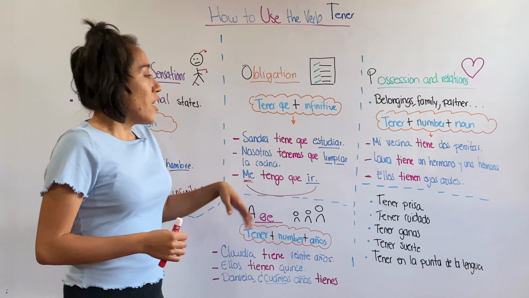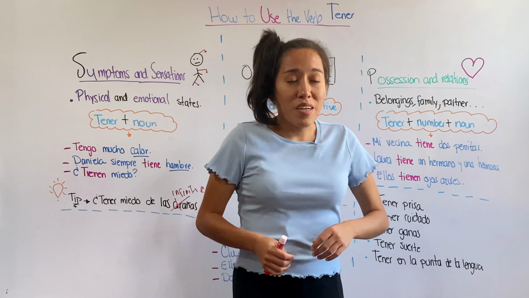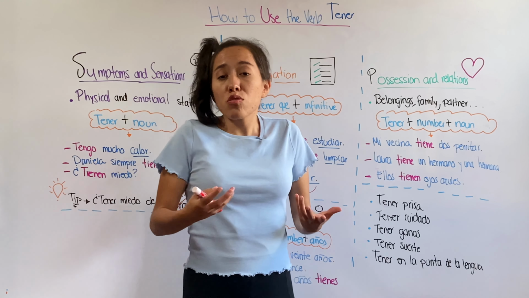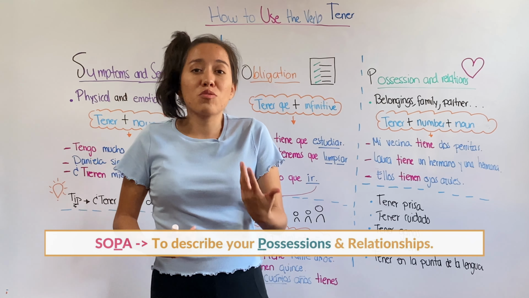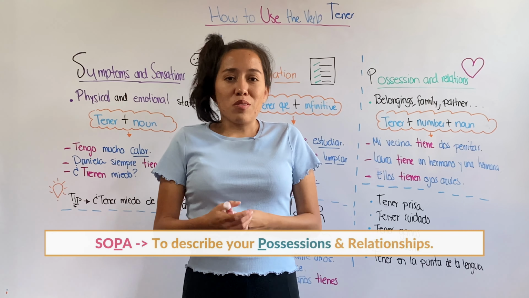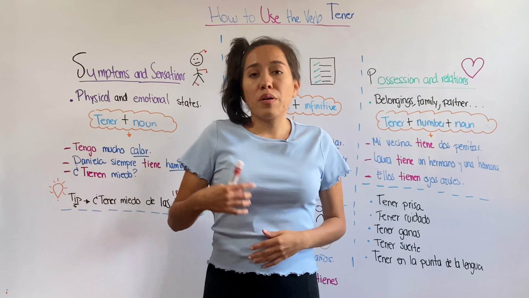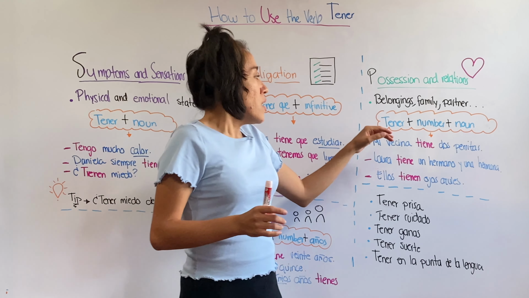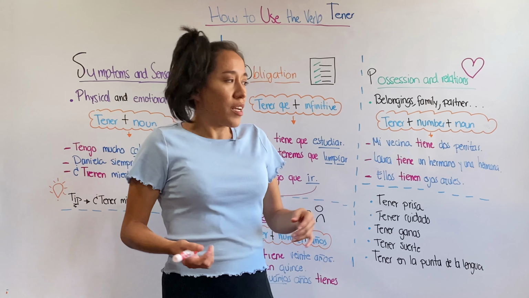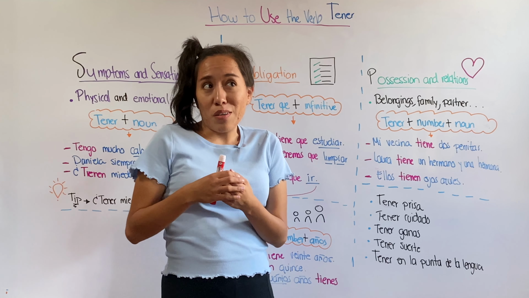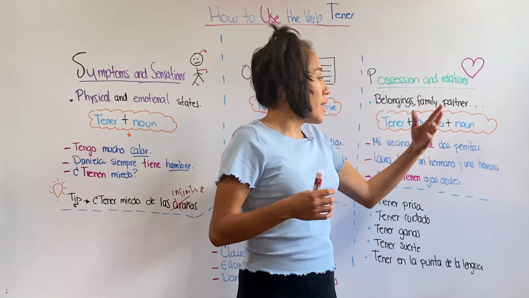Another common use of tener, and I like to call this the toxic use, is to talk about possessions and relationships. Basically, you're going to use tener to talk about your belongings, but also about your family, your relationships, your friends, etc. In this case, you're going to use tener, a number if you want to count the number of partners or siblings you have, plus a noun.